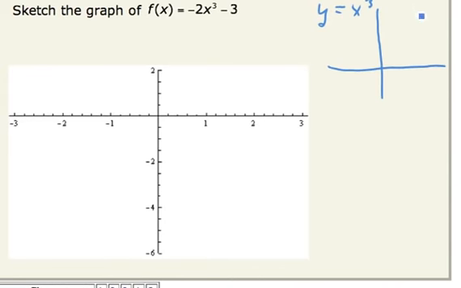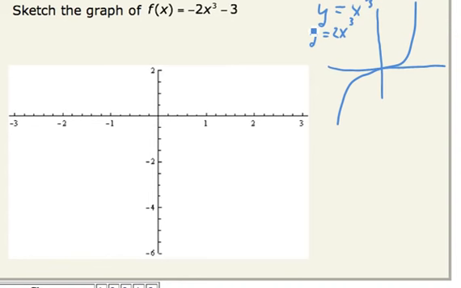And if we were to plot some points, we would see that y equals x cubed basically is a graph that looks like this. We should become familiar with these basic polynomial graphs. The next thing we want to do is look at y equals 2x cubed, and I'll make that graph dotted.